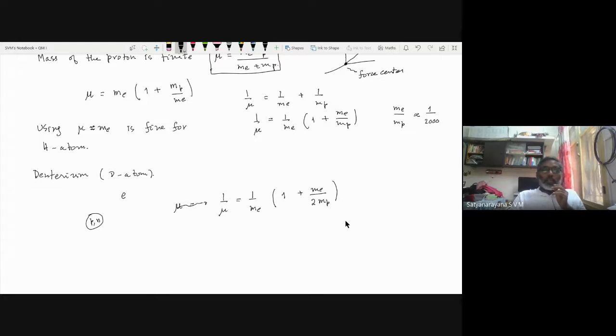So let us say I call this mu d. So 1 by mu d is 1 by me times 1 plus this, which will be a smaller number. So this is smaller than 1 by mu h. Is that correct? 1 by mu d is smaller than 1 by mu h, which implies your mu d is larger than mu h.